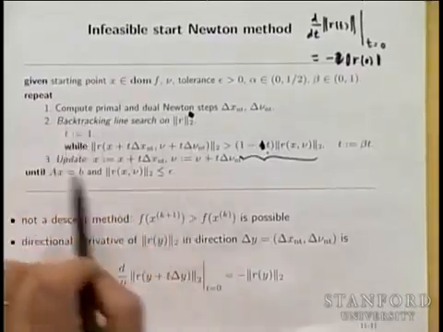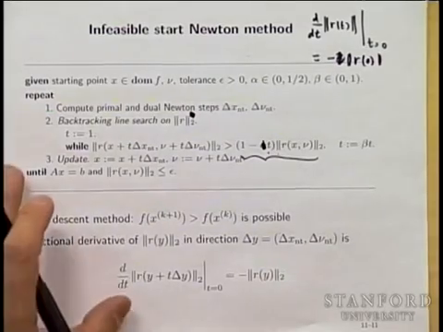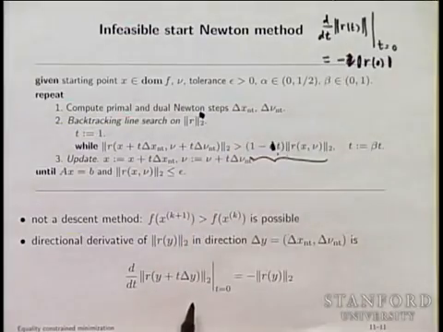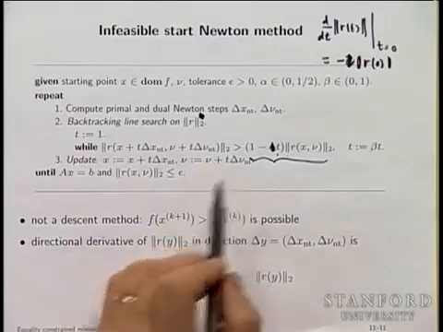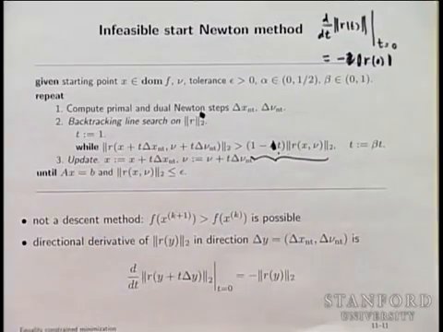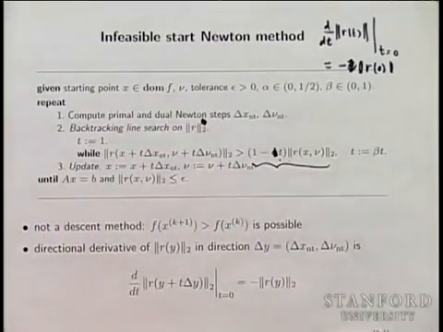By the way, sometimes when you get feasible, you can switch your line search back to F, because now it coincides precisely with the original Newton method. This is the descent condition: the directional derivative of this at t equals 0 plus is this thing. Actually, you don't have to worry about all these things. This is just to get a rough idea of how the method works.